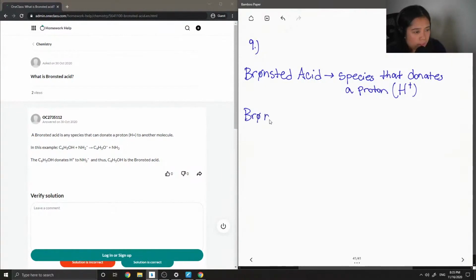And I'll also write out the definition of a Bronsted base. As you can guess, it is the opposite of the acid. It is a species that accepts a proton.